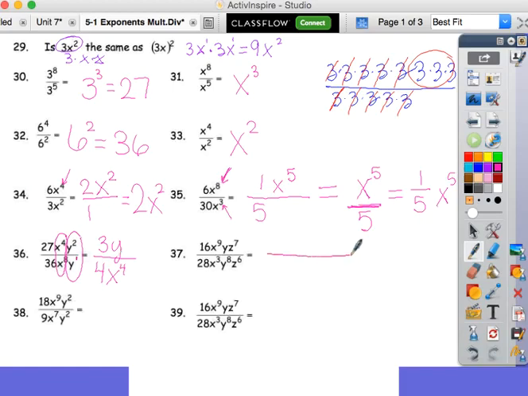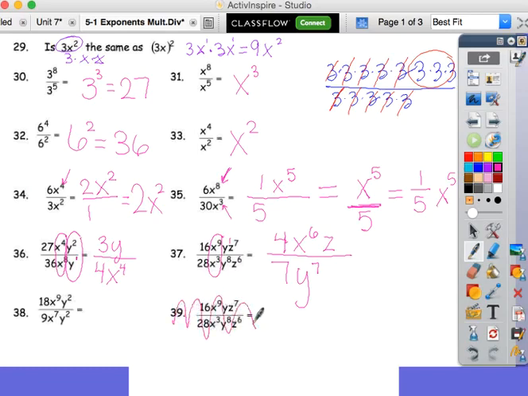Okay, look at 37. 16 and 28, what can go into each of those? 4. 4 goes into 16 4 times, and 4 goes into 28 7 times. Looking at the x's, where's my x going to go? The numerator, very good. And 9 minus 3 is 6, good. Where will my y go? Good. And 8 minus 1 is 7. What about my z? In the numerator, and what's my exponent? 1, but we don't need to put it, right? Because 7 minus 6 is just 1. Very good. Now, 39 actually is the same as that one, so we're not going to have that.